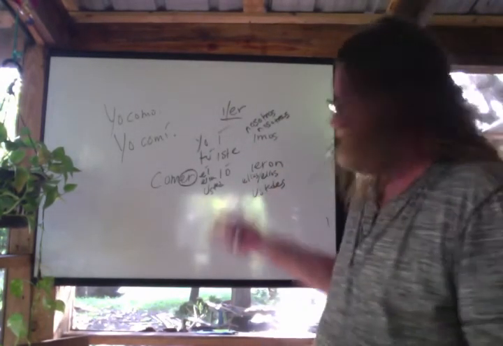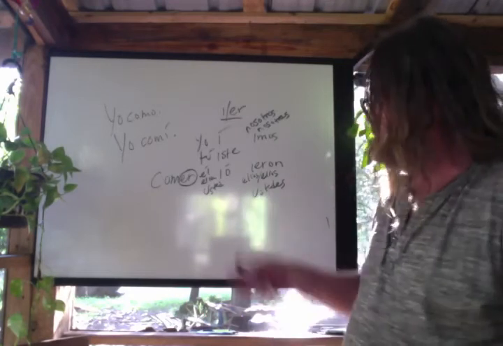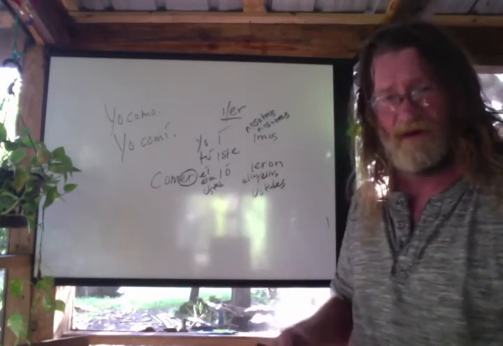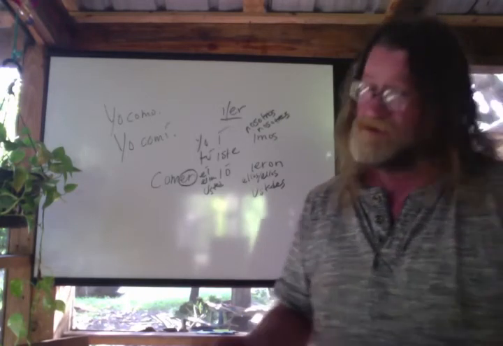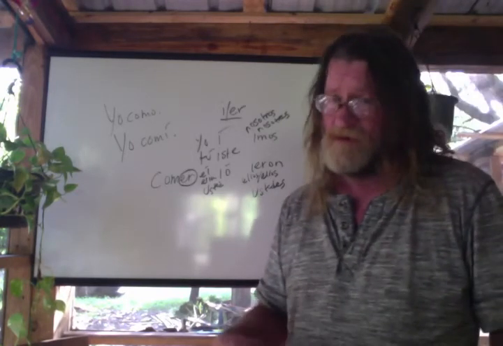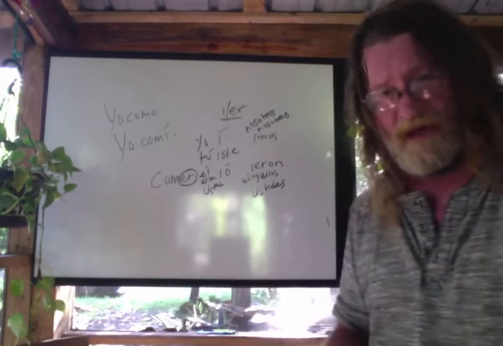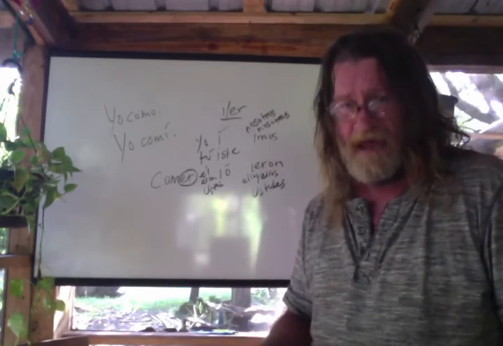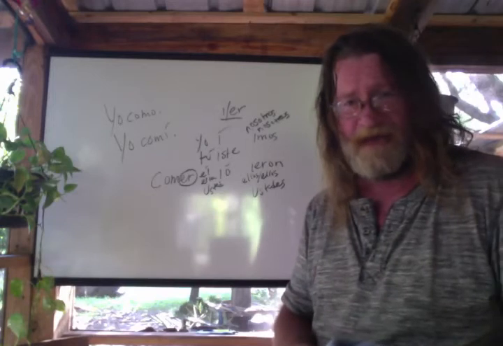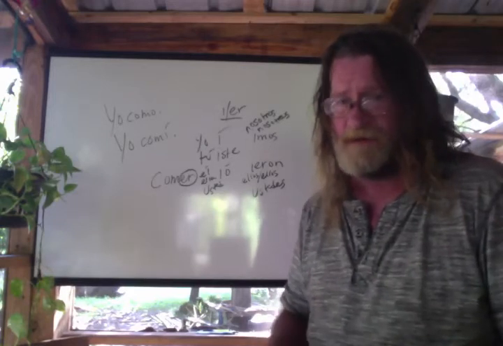And so you would repeat this. Yo comí, tú comiste, él comió, ella comió, usted comió, nosotros comimos, nosotras comimos, ellos comieron, ellas comieron, ustedes comieron. And that will get you into the past tense for IR and ER verbs alike.